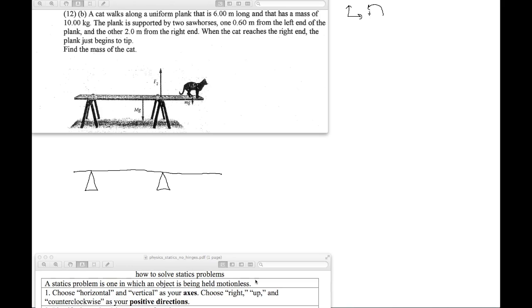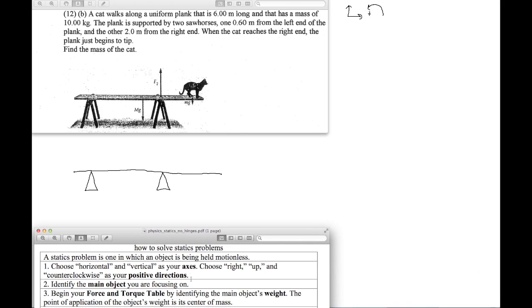I guess I didn't really define that very well in the handout. What I mean by the main object is the extended object that has a bunch of different forces being applied to it. Okay, so my main object is my plank. That's right.